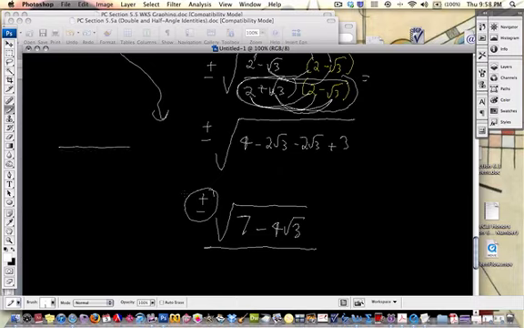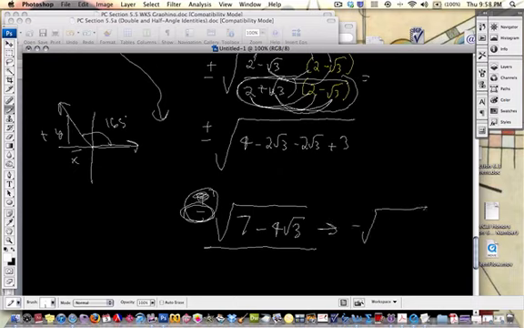Well, if you think about it, at this point you have to draw the angle. 165 is in quadrant 2. There's your 165. If this is going to be a tangent of 165, tangent is y over x. The x is negative, the y is positive. So this is going to be negative. I need to choose a negative. So my final answer would be negative square root 7 minus 4 root 3.